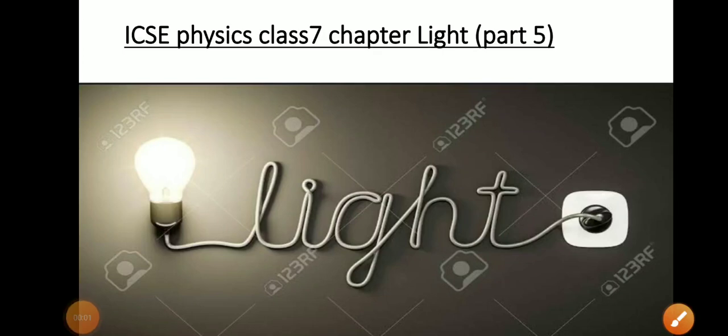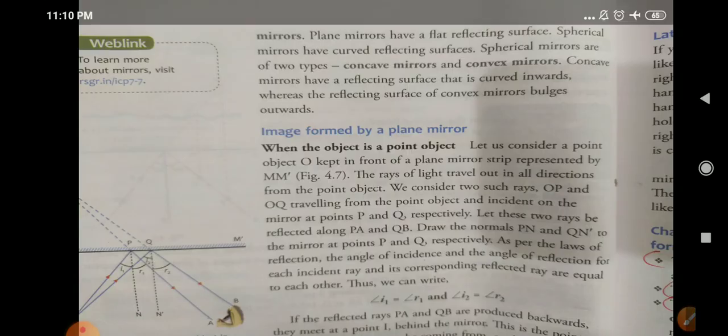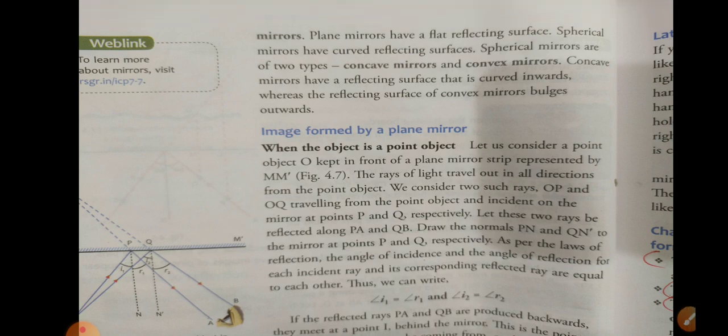Welcome class 7th. Today we are going to continue the same chapter, that is chapter Light, and this will be your part 5. So children, in the previous video we have studied the topic mirror and its type. In that we studied about plane mirror as well as spherical mirror.